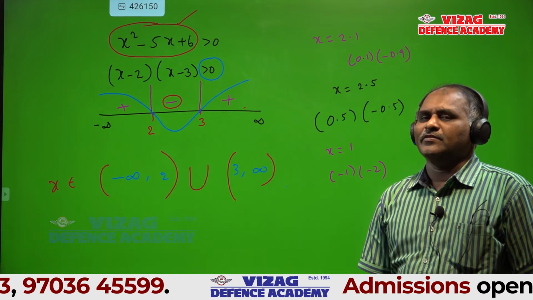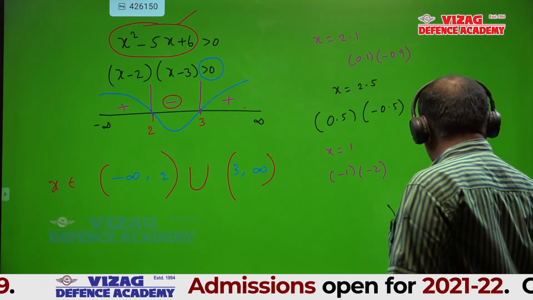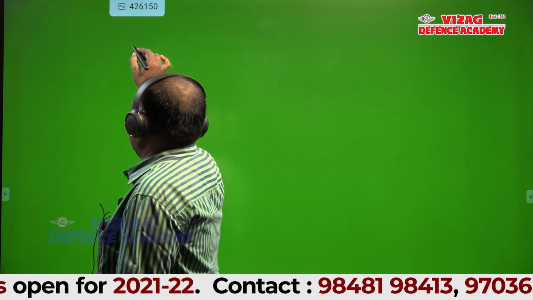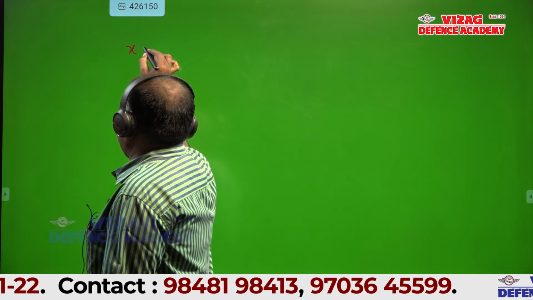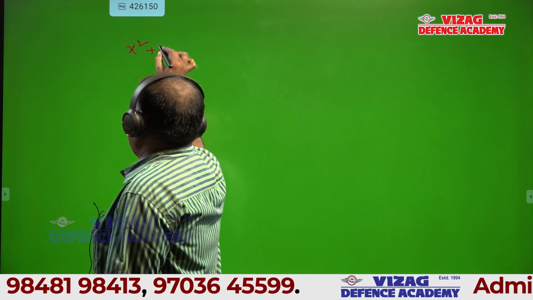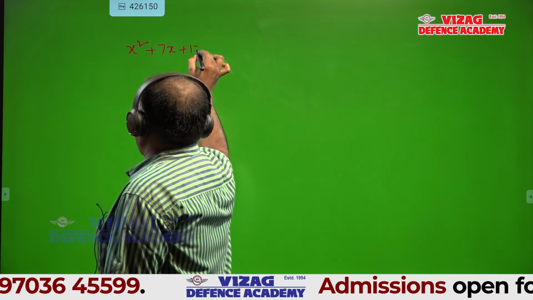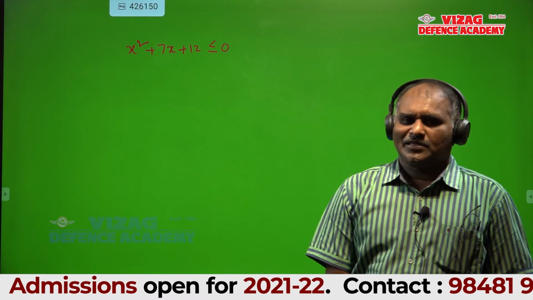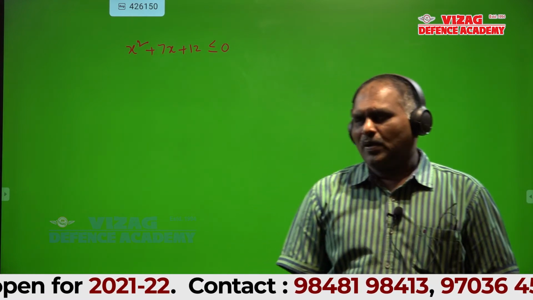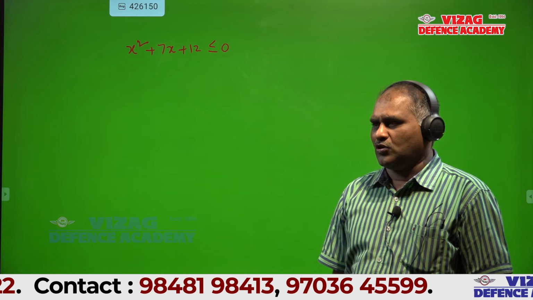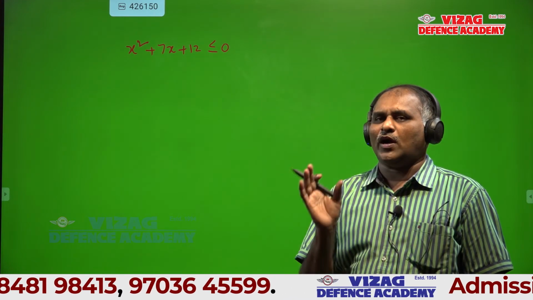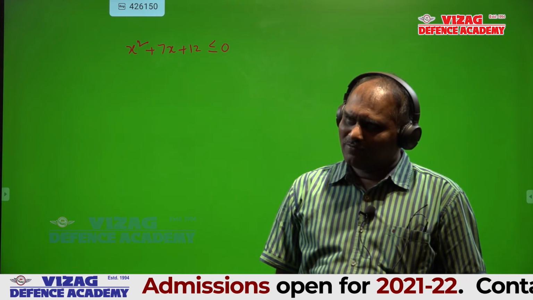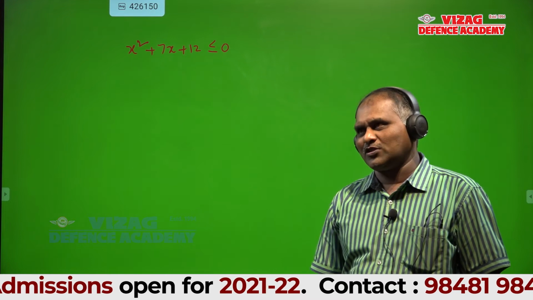One more question. Write down x square plus 7x plus 12 less than or equal to 0. First find the roots of the equation. The roots are 3 and 4.